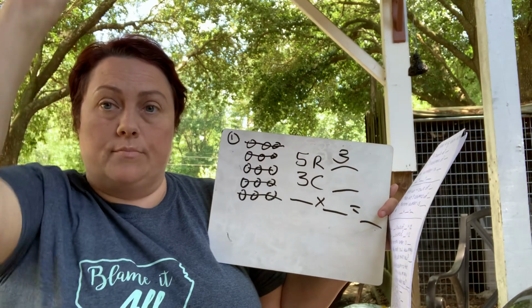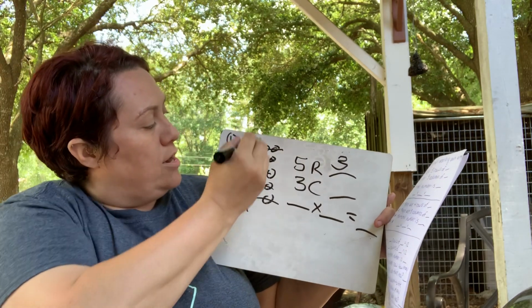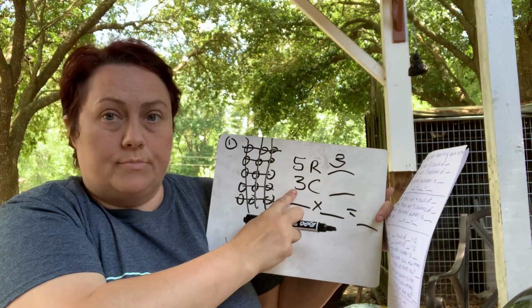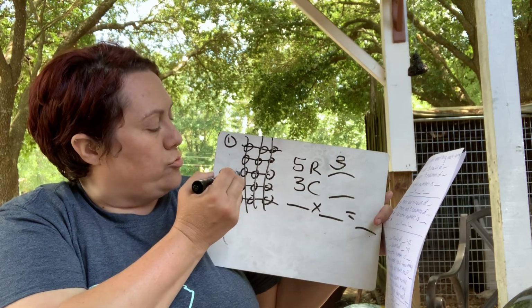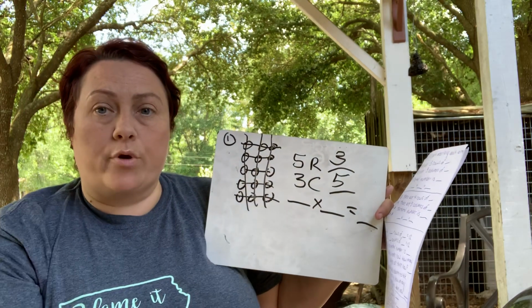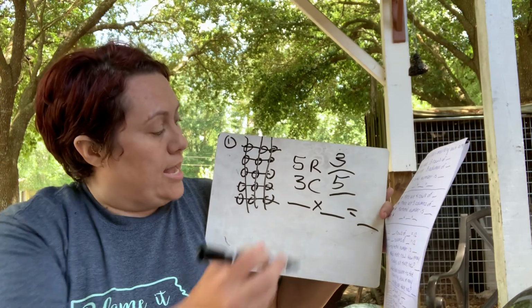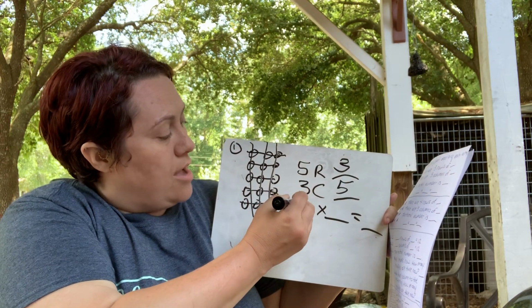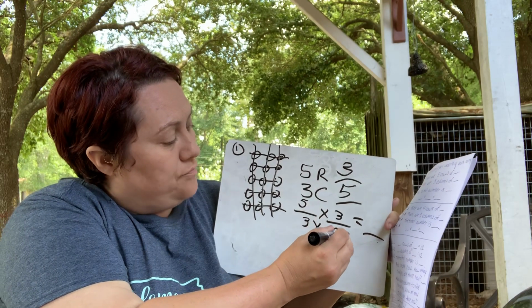Columns are like columns of a house. They hold it up and down. So we have 1, 2, 3 columns, which it told us. And how much is in each column? 1, 2, 3, 4, and 5. So we have 5 rows of 3 and 3 columns of 5. So if we did our multiplication sentence, it would be 5 times 3 or 3 times 5.